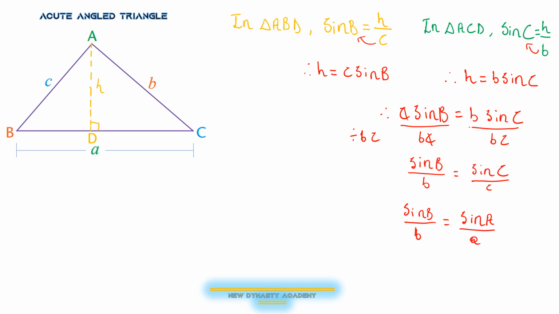Then we can just write the sine rule in full, starting with sine A. So we're going to have sine A over a equals sine B over b, and that is equal to sine C over c. And that's how you do that. That's how simple it is to prove the sine rule, grade 11s.